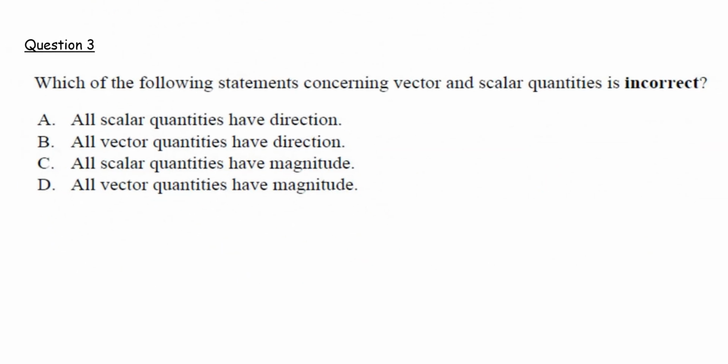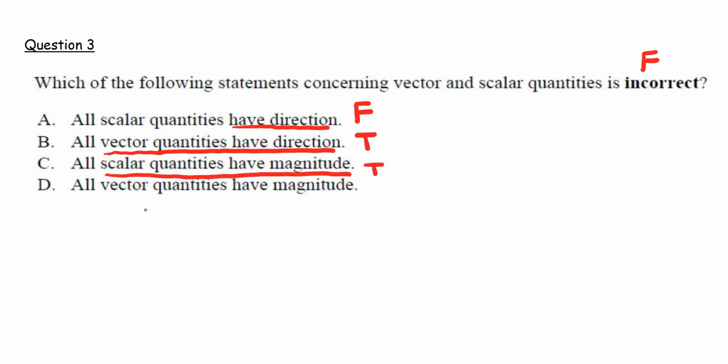Question number 3, which of the following statements concerning vector and scalar quantities is incorrect? Incorrect means we're looking for the false statement. Option A, all scalar quantities have direction. This is false, right? Scalars have magnitude only. But let's confirm all the other options. All vector quantities have direction, which is true. All scalar quantities have magnitude, which is true. And vector quantities have magnitude, which is also true. So out of all the options, A is incorrect.